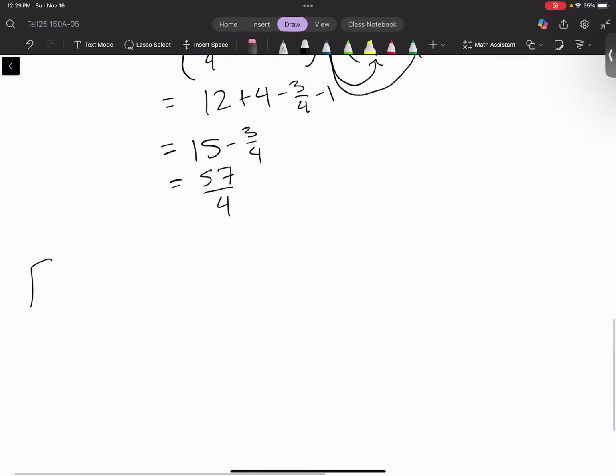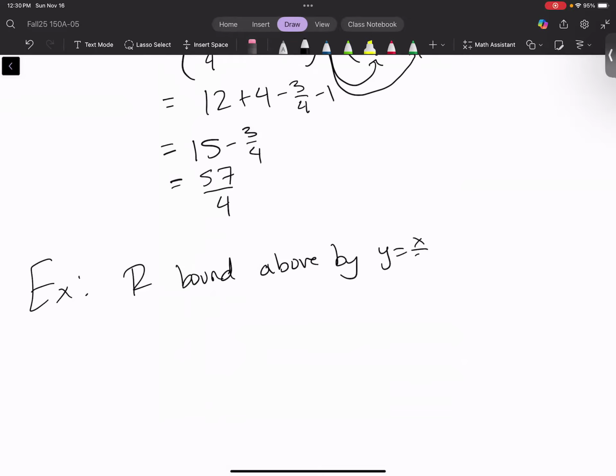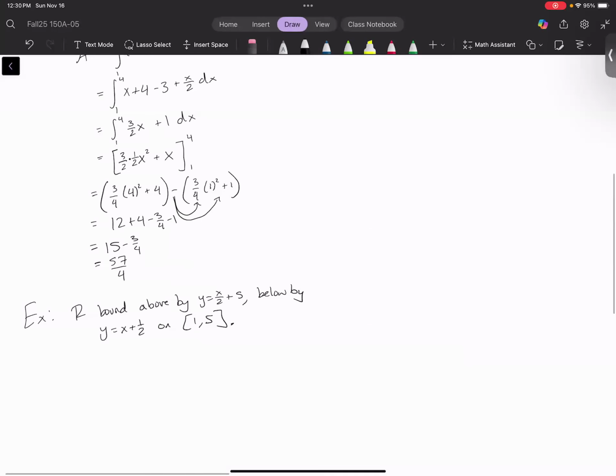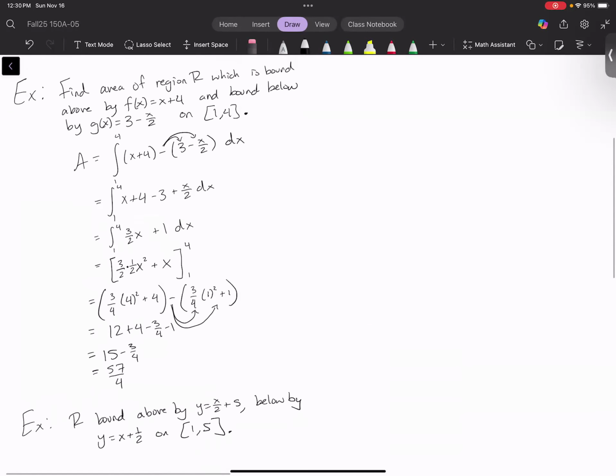So let's do another example here. So let's call the region R bound above by y equals x over 2 plus 5, and it's bound below by y equals x plus a half, and then let's do on the interval 1 to 5. Okay, so now you do this problem, and you can pause here so that you have everything on the board.